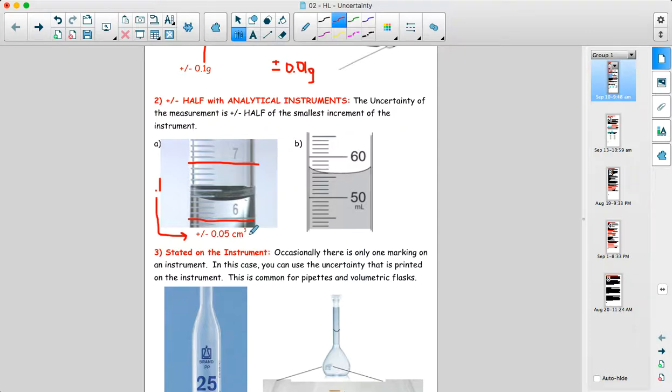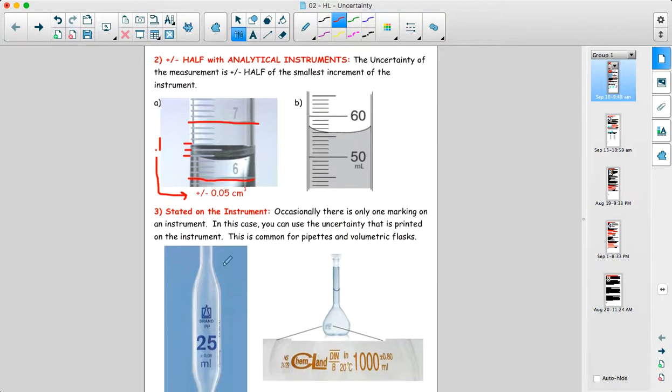cubed. A centimeter cubed, remember, is the same thing as a milliliter. So you just have to look at the instrument and then look at the smallest increment. So between these lines here is the smallest increment, or between this line and that line. And each one of those increments represents 0.1 cm cubed. So we're going to cut that in half to get our uncertainty.